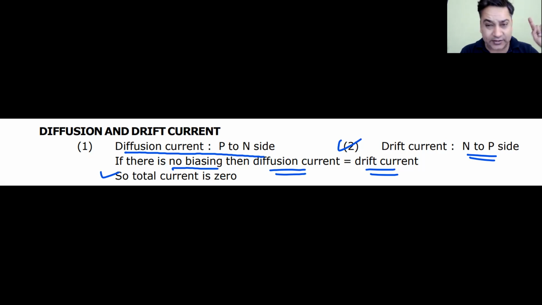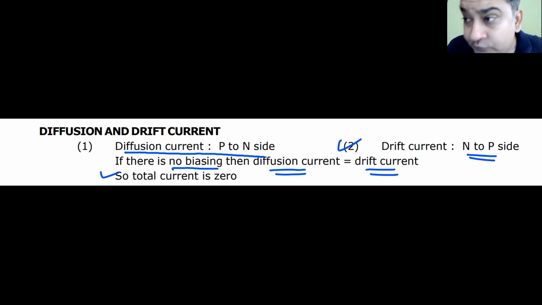Have you written that diffusion current and drift current? Yes or no? Yes, sir. Then we come to the part. Just now what we saw, when the PN junction is isolated, nothing is connected to it, diffusion current from P to N and drift current from N to P, they cancel each other out and there is no current. Yes or no?